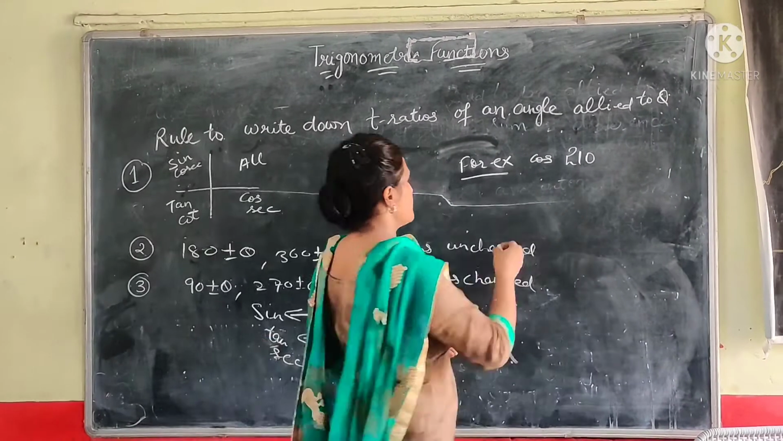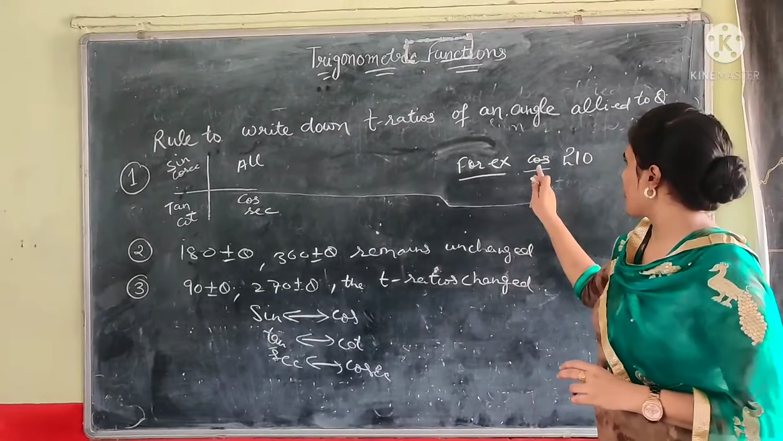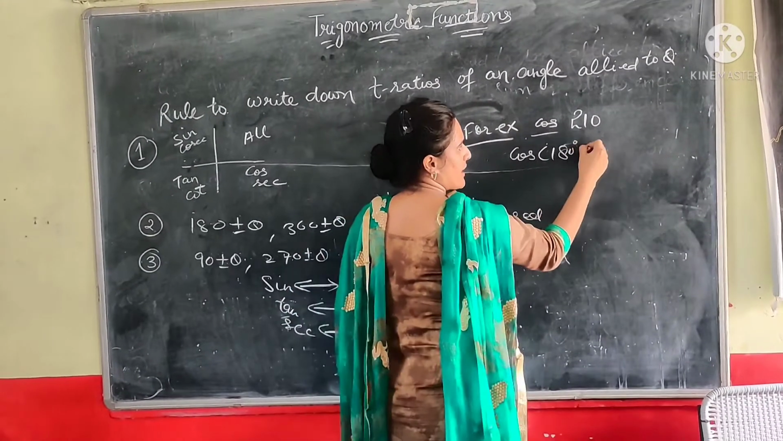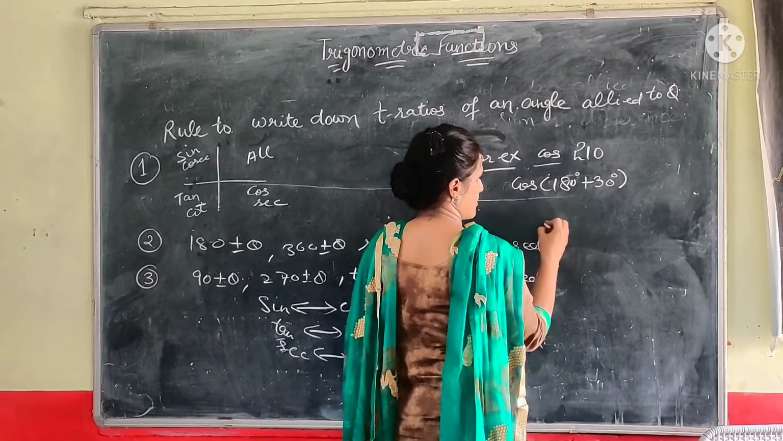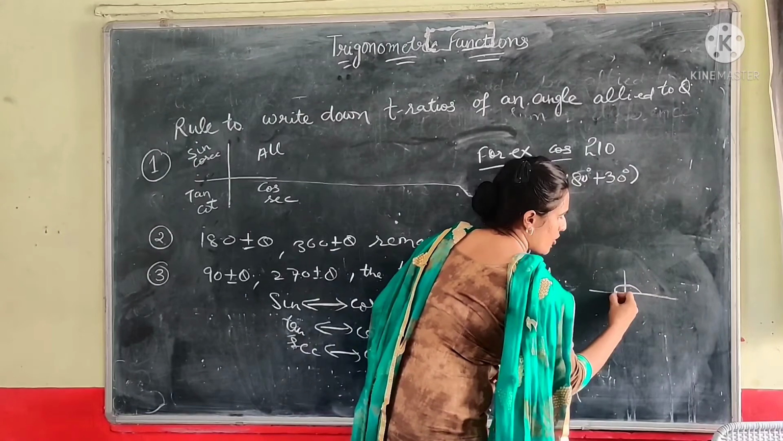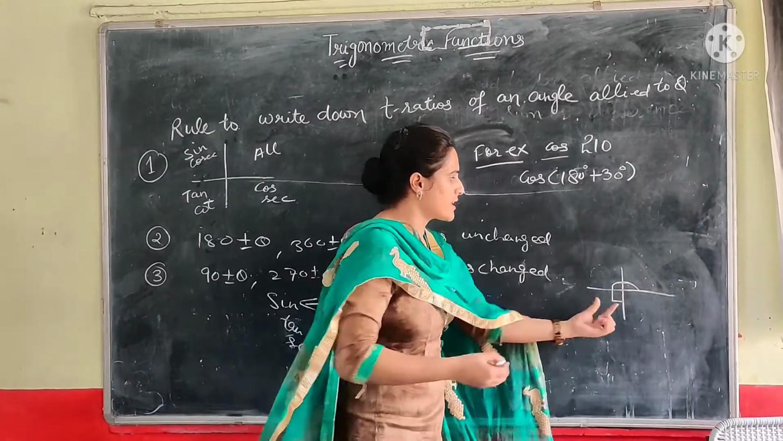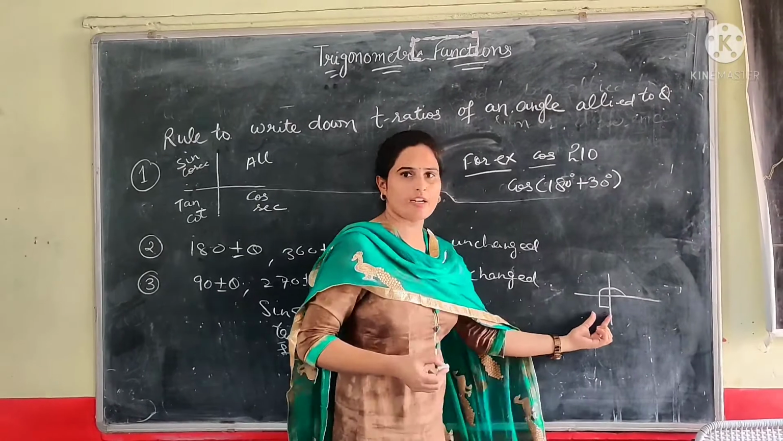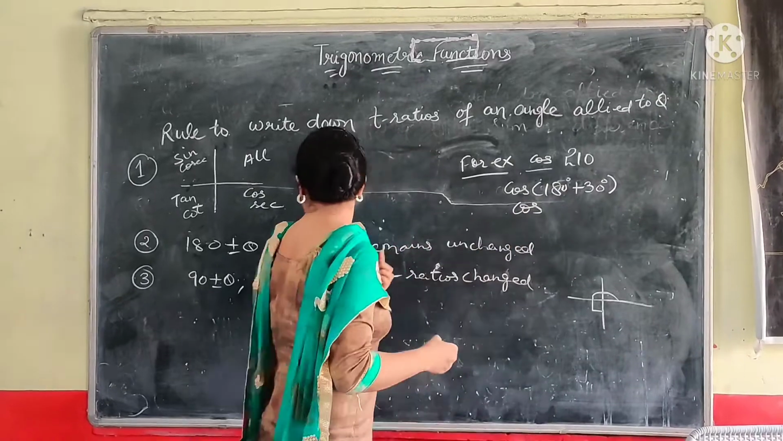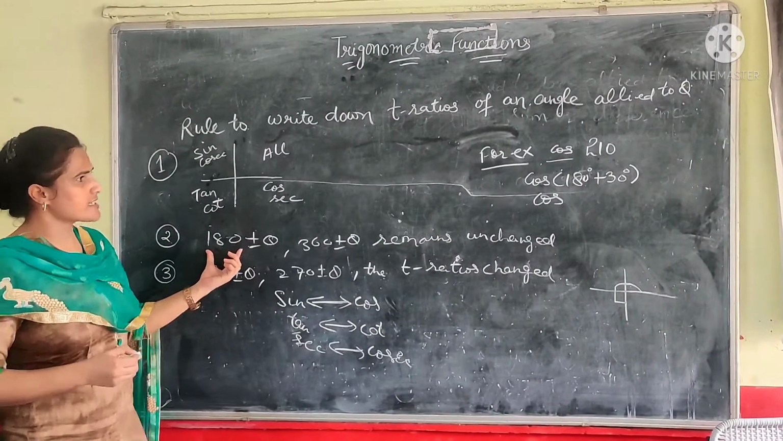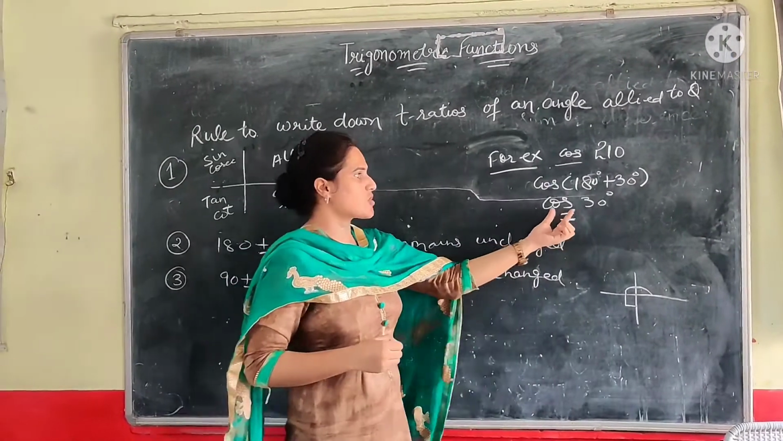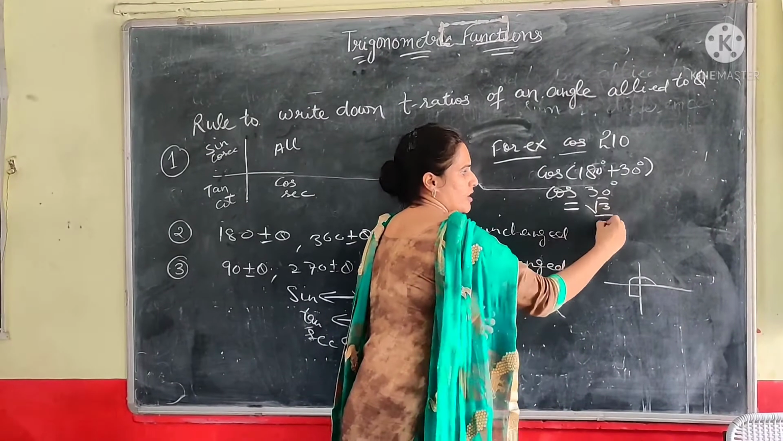For example, if we want to find out the value of cos of 210, then cos of 180 degrees plus 30 degrees. Now 180 plus 30 degrees means third quadrant, and in the third quadrant cos is negative. Now for 180 values are not changed, so cos of 30 degrees, cos remains cos. Cos of 30 degrees is equal to under root 3 by 2.